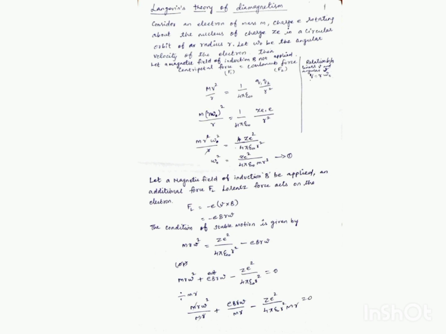Now, the second condition is that we apply a magnetic field of induction B to the electron. At that time, an additional force, the Lorentz force, acts on the electron. The value of the Lorentz force is minus eBr omega. The condition of stable motion is given by: the centrifugal force is equal to the difference of the Coulomb force and the Lorentz force.